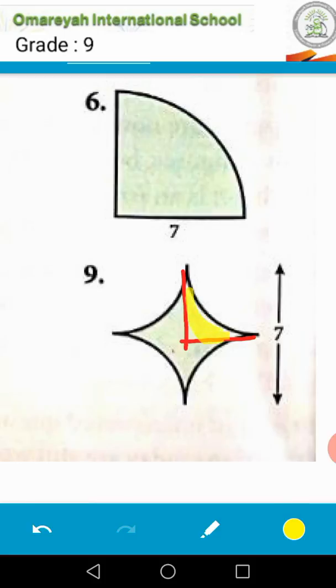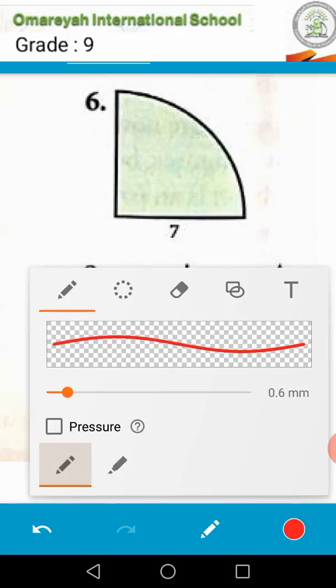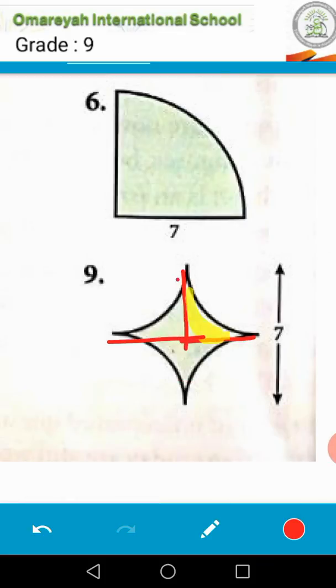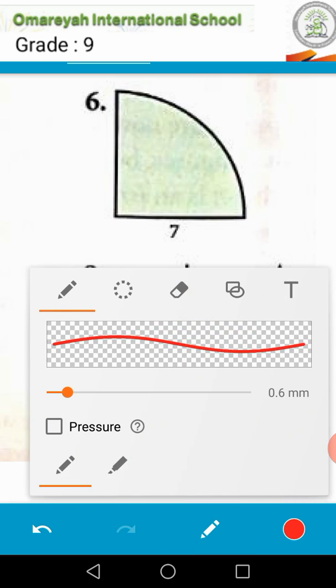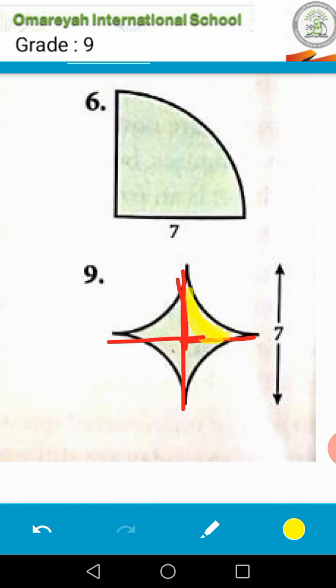Now the area for this one. If you divide this shape into four parts, it's enough to find the area for one part, the yellow one, then multiply by how much? If we find the area for one part, these four parts are the same, they have the same area. So if you can find the area for one part then multiply the answer times 4, you get the area of the whole shape. So you just need to find the area for one part.